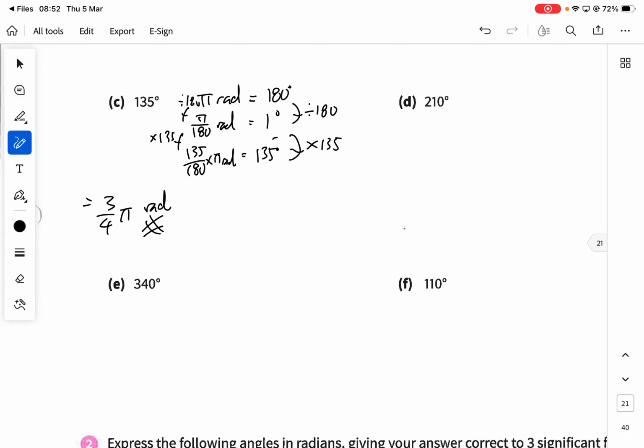I will write this, because I don't remember actually. I don't remember whether it should be divide by 180 or multiply by 180. I do it from the start, like that, so I have fewer things to remember. I just need to remember pi radian is 180 degree. From there, I work it out.